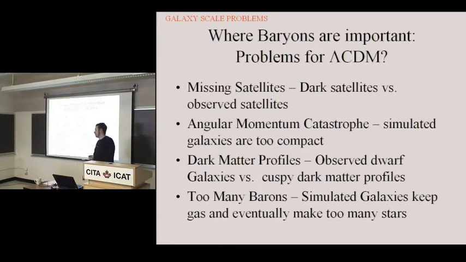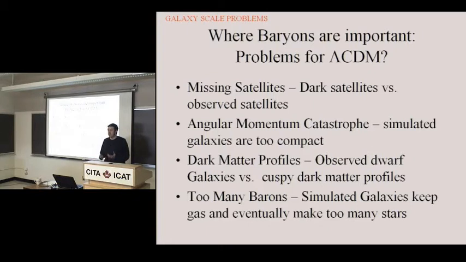And so one of the big issues which has been resolved, I think, for a while now, but it was one of the outstanding ones, was the idea of missing satellites. There was this argument that dark matter predicts many satellites, and we don't see them around observed galaxies. There's the angular momentum catastrophe, which has had different names depending on who's presenting it, and that's been around for quite a while, and I think it's fair to say that that's well resolved now. There's dark matter profiles, observed dwarf galaxies versus the cusps that dark matter would predict. And too many baryons.